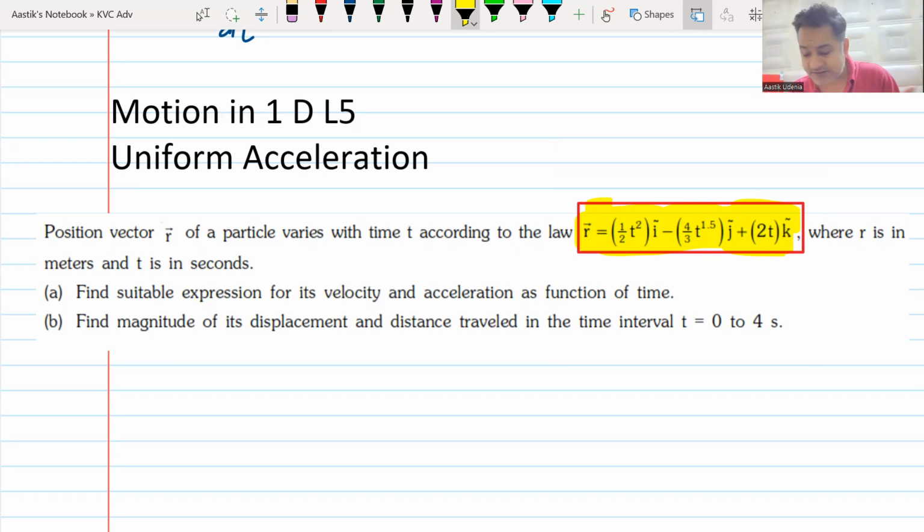r is in meters, t is in seconds. Find a suitable expression for its velocity and acceleration as a function of time. Then in part 2, you have to find the displacement, the magnitude of displacement, and the distance traveled. Remember, a question on distance traveled is the most difficult, because to find the distance traveled, we need to find out how the particle has moved. Do we understand this? Yes or no?